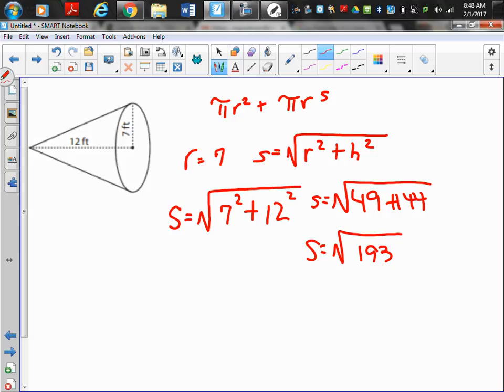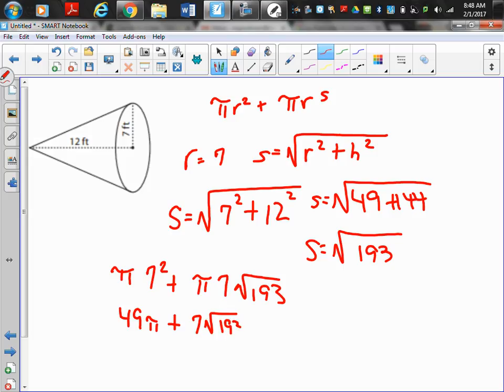Alright. We have our trusty calculator, so it doesn't matter how ugly this gets. I'm not making you do this out by hand. So you're going to plug it in. So, pi r squared plus pi r s, where s is the square root of 193. So you're going to plug it into your calculator. 7 squared is 49, plus 7 square root of 193 times pi. You're going to plug it in just like that.